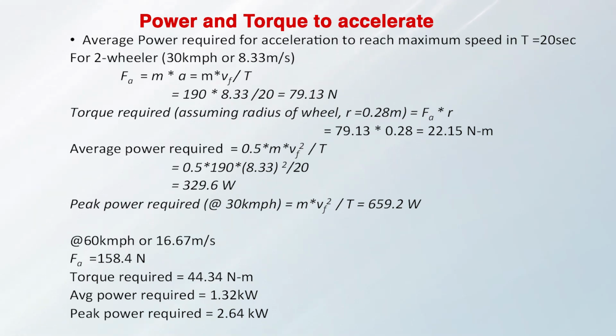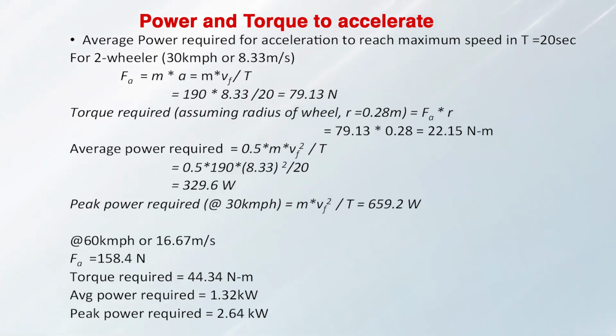And the torque required, for calculating the torque we need F into R, the radius of the wheel. We consider the radius of the wheel for a two wheeler to be around 0.28 meter. Substituting and calculating the torque, we get around 22.15 Newton meter. So, what is the average power required? Average power is 0.5 into m into v f square by t. Upon substituting that, we get the average power as only 329.6 watt, and the peak power is m v f square by t, which is 659.2 watt.